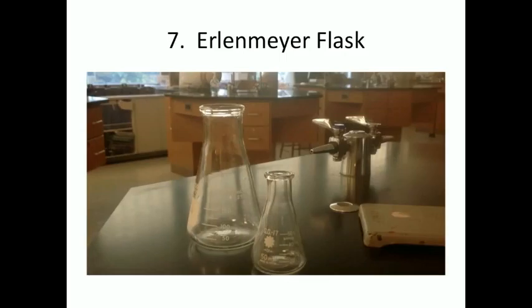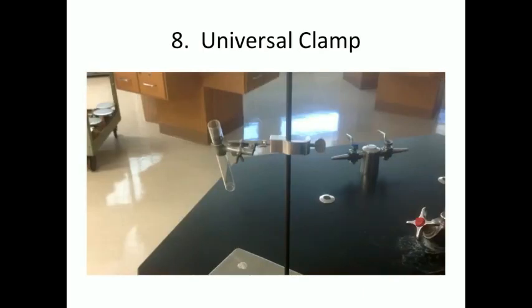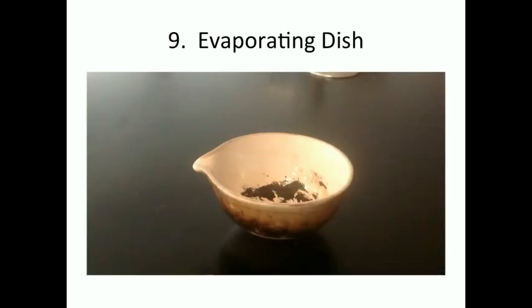These are Erlenmeyer flasks. They also come in varying sizes. The purpose of an Erlenmeyer flask is to prevent splattering when you're observing chemical reactions with solids and liquids, or liquids and liquids. This is a universal clamp. It's attached to a ring stand. It supports glassware such as test tubes or Erlenmeyer flasks during chemical reactions or while you're heating them.